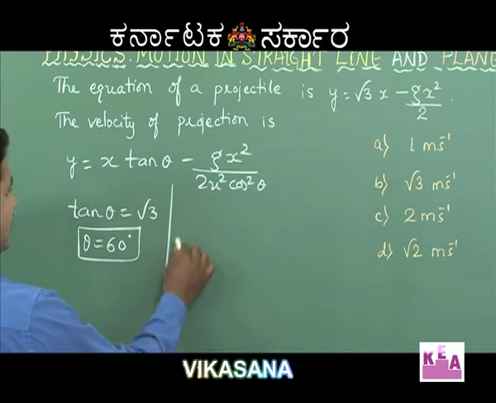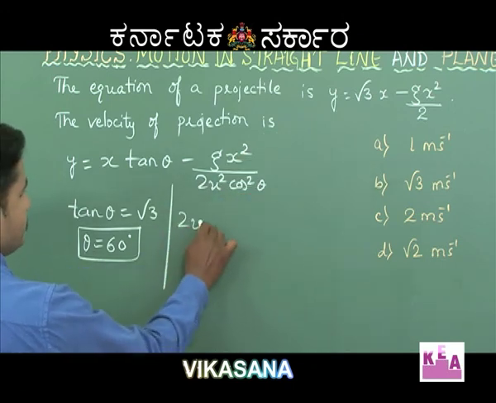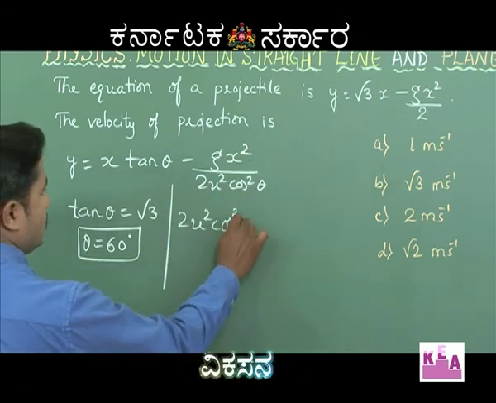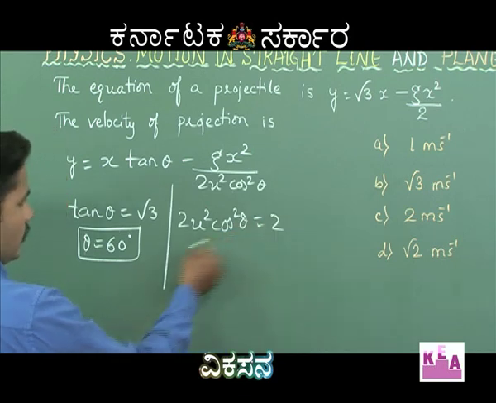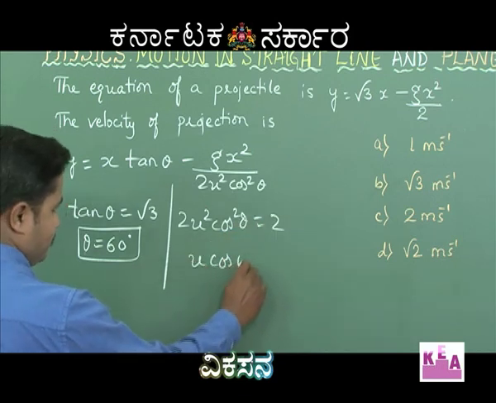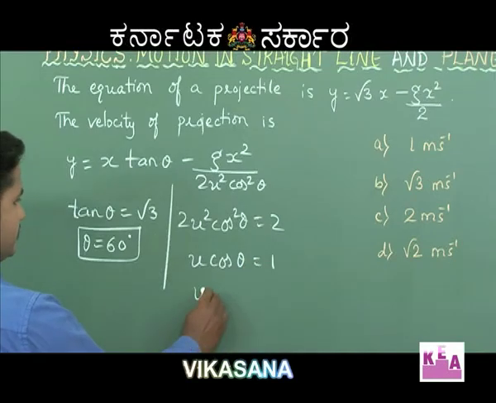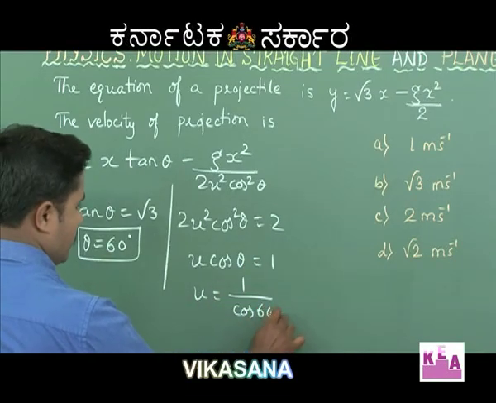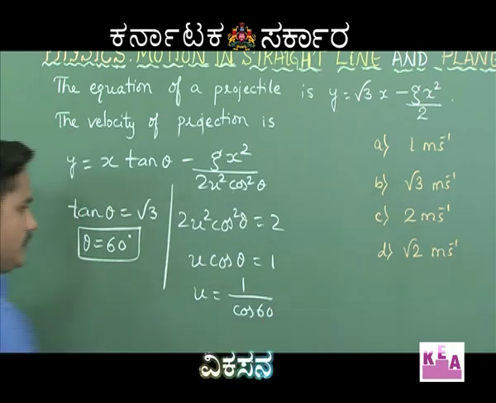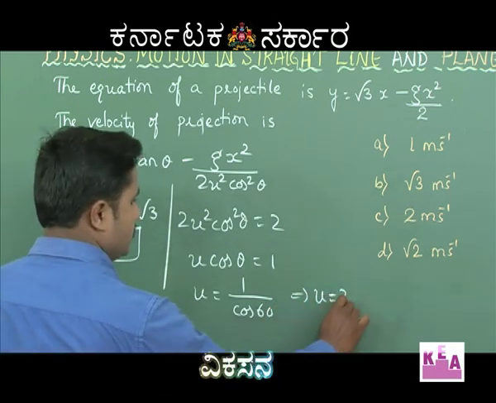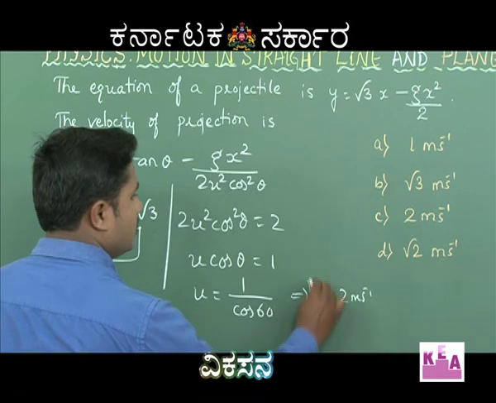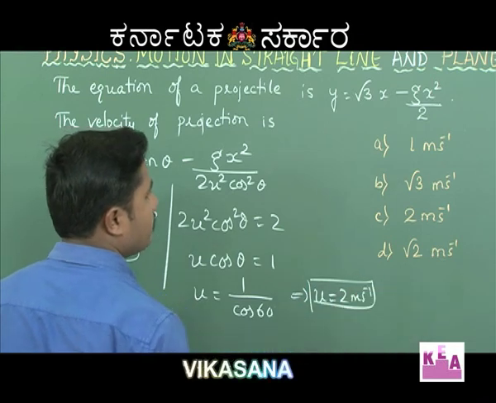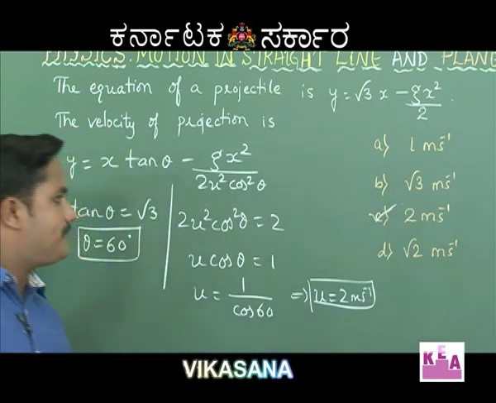Compare these two values: 2u square cos square theta is 2, or u cos theta is 1. I want u, which is the reciprocal of cos 60. Cos 60 is half, so the u value is 2. It is 2 meter per second. Option C is correct.